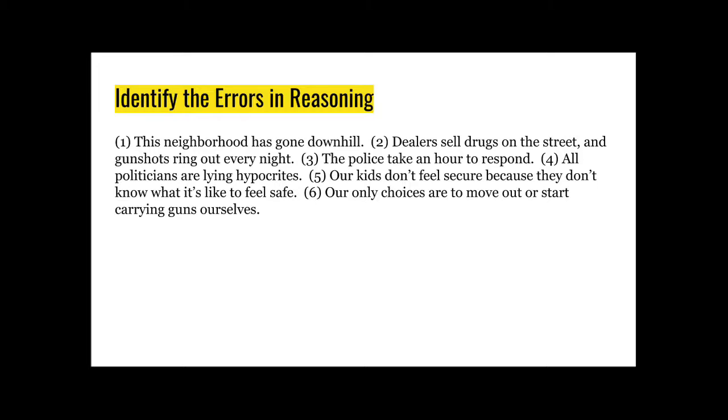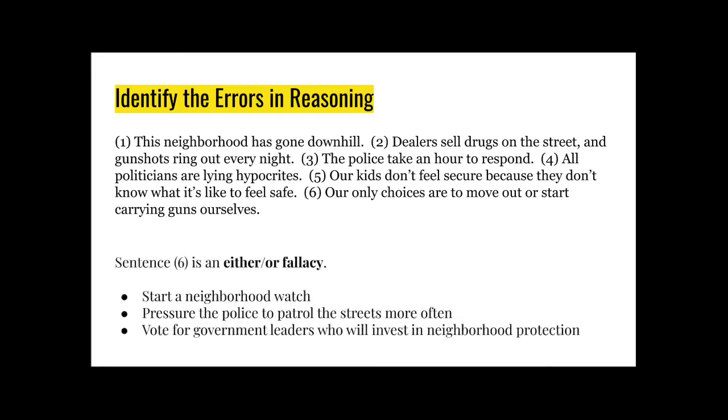We have one more error in reasoning in this example, and that is sentence 6. In this case, it is using the either-or fallacy. Our only choices are to move out or start carrying guns ourselves. Are those really the only choices? No, of course not. A Google search provided 3 other examples that we could use, 3 other choices that could help make the neighborhood feel more safe.